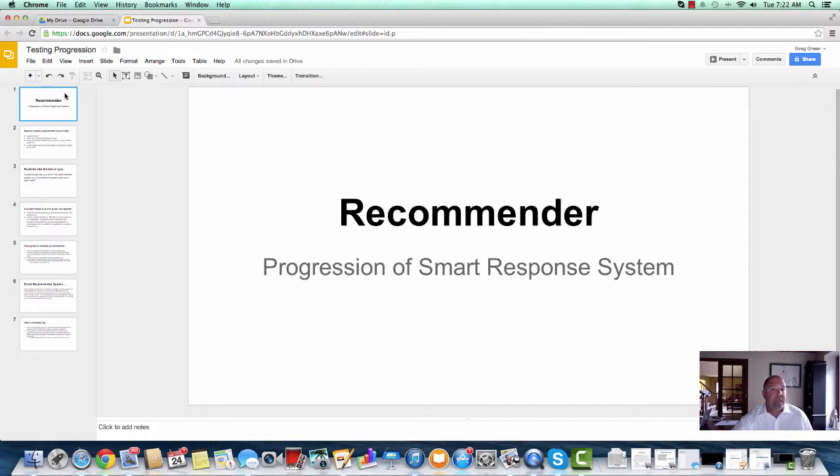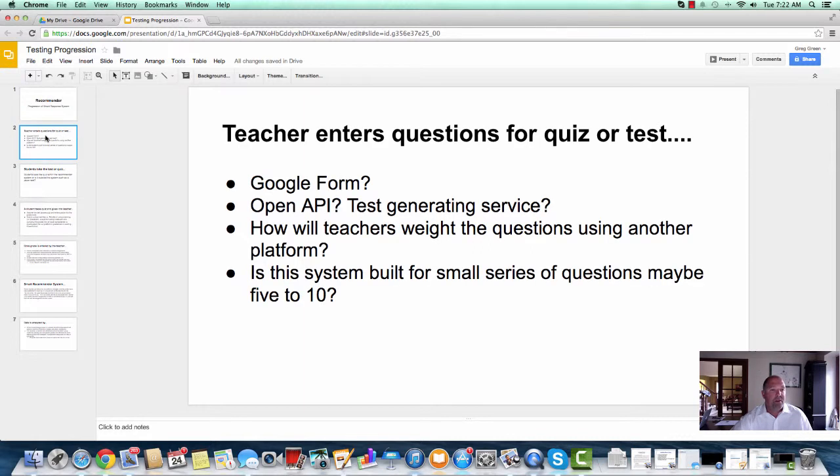Recommender system progression, really a smart response system. I think the first thing teachers are going to do is enter questions for a quiz or test. How are they going to do that? Through Google Form, maybe an open API through a test generating service. But then how do the teachers weight the questions using another platform? I guess that's the question that I have.